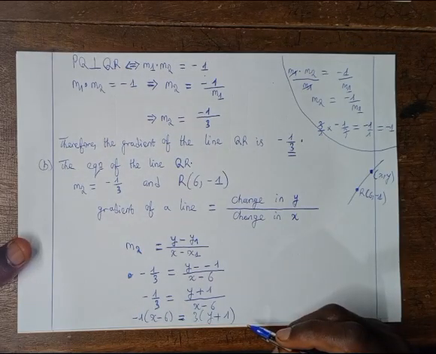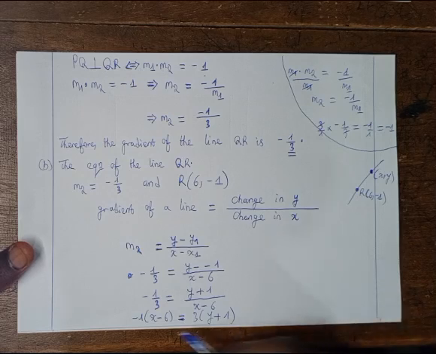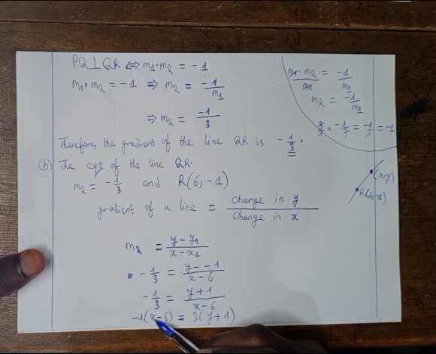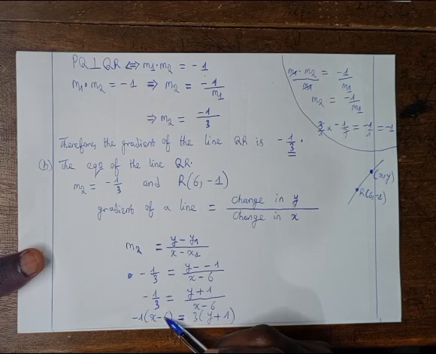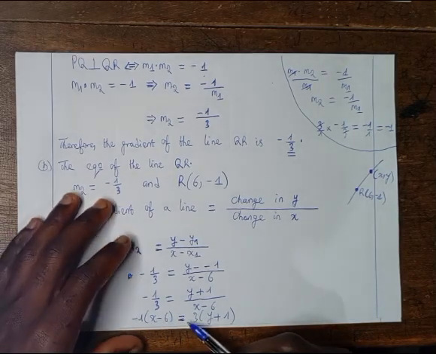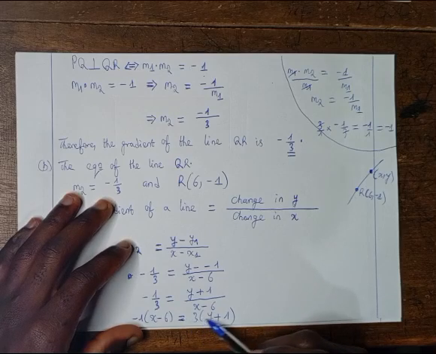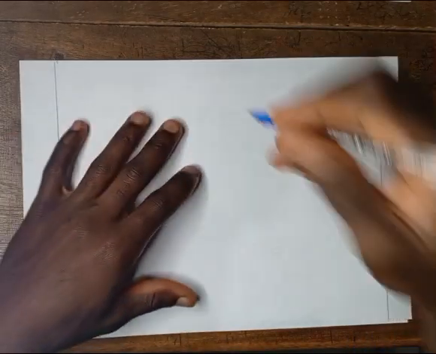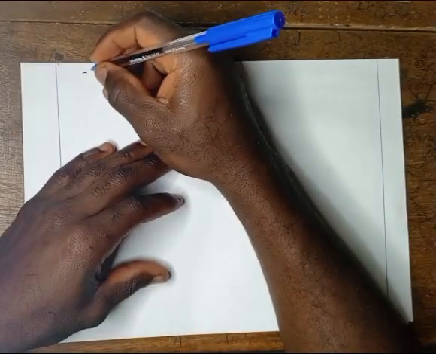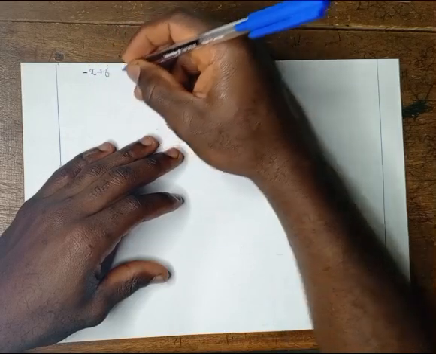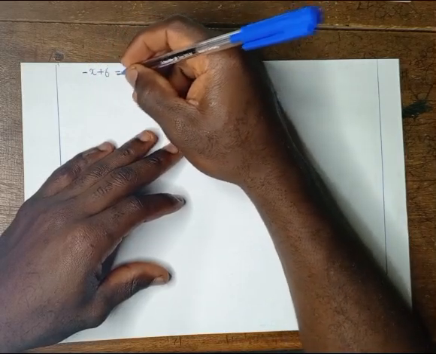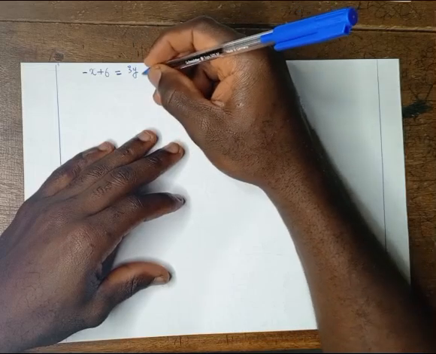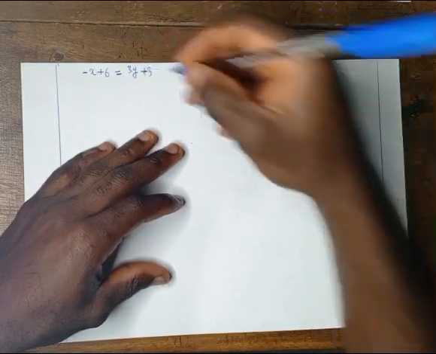Next, we are going to make y the subject of formula. We are going to expand the left hand side. -1 times x gives us negative x. -1 times -6 gives us positive 6, which will be equal to 3 times y, which gives us 3y, plus 3 times 1, which gives us 3. Let's write it down. This will give us negative x plus 6 is equal to 3y plus 3.